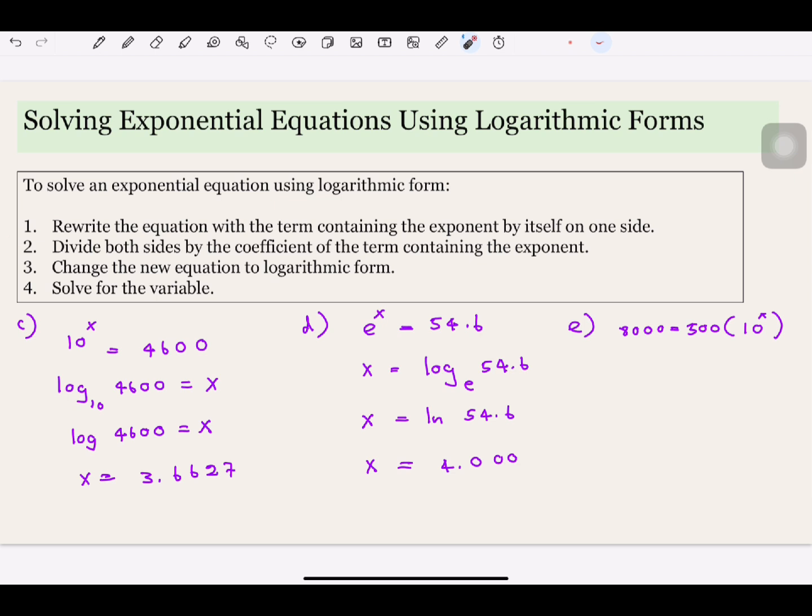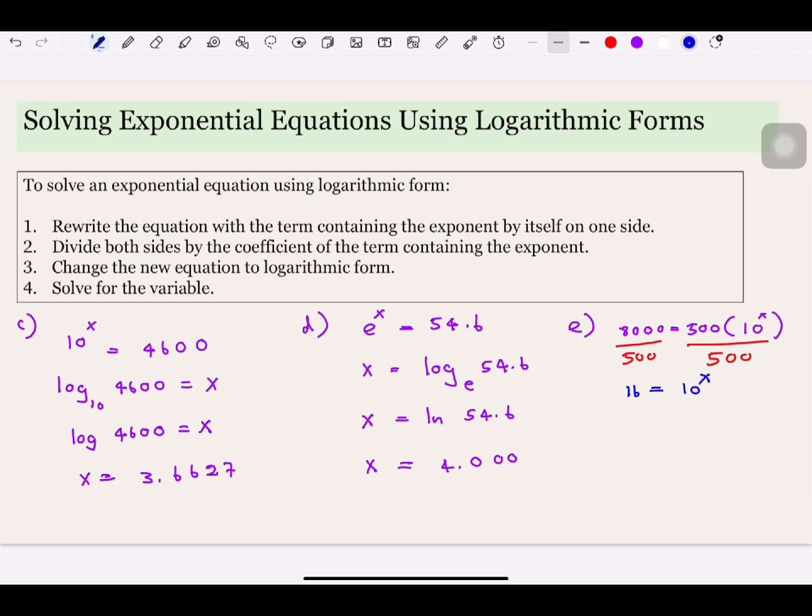The second step says divide both sides by the coefficient of the term containing the exponent. Here we have 500 multiplied by the exponent, so first of all we have to get rid of this 500. In order to get rid of that 500, you have to divide both sides by 500. So in this example we are going to apply step number 2. If you divide 8,000 by 500, you'll get 16. So 16 is equal to 10 to the power x.